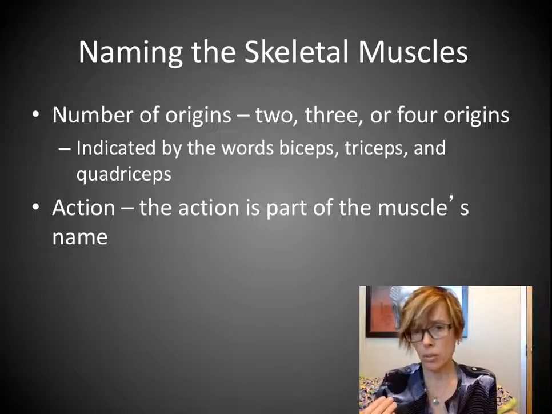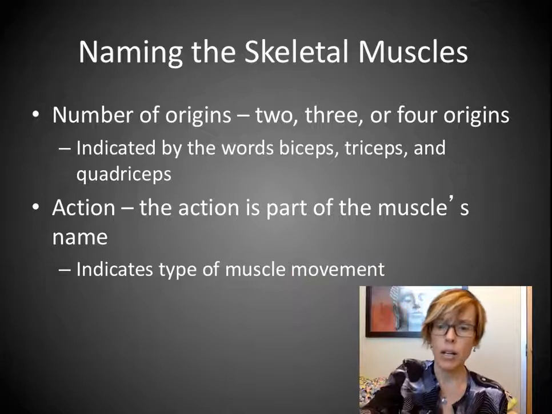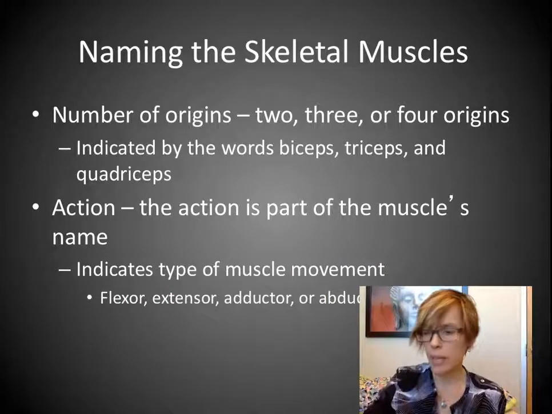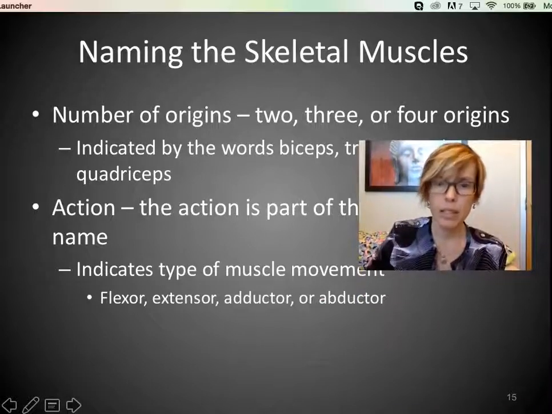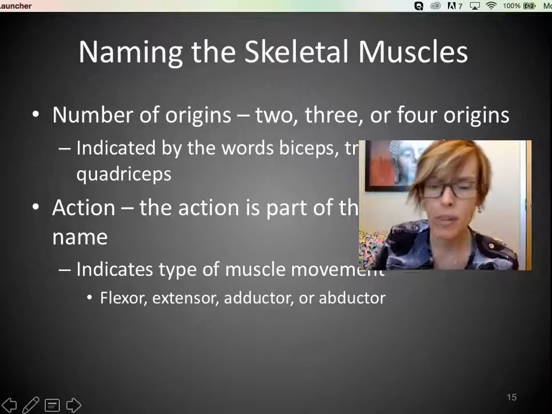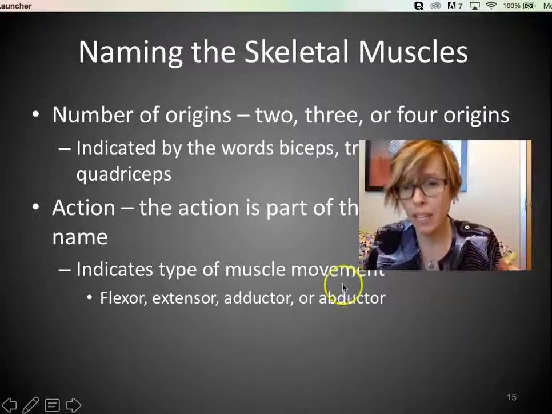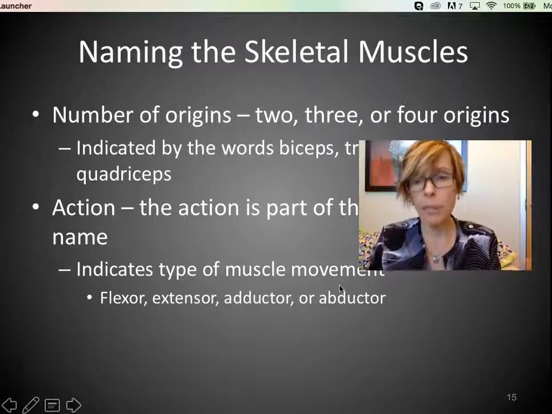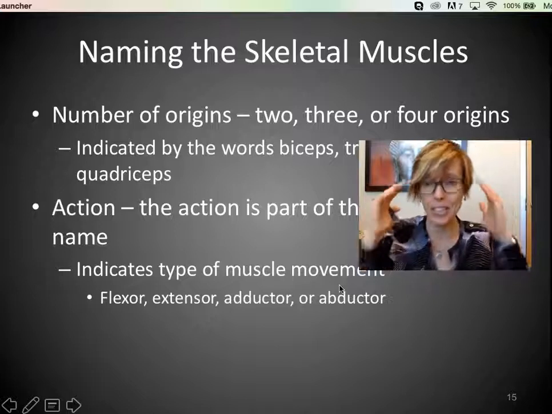Sometimes the action that the muscle is producing will be part of the muscle's name. So, for example, you've seen this: something flexor, something adductor, adductor magnus, extensor carpi digitorum, or something. So what it's actually doing is in its name. So if on an exam they're asking you, what does the adductor magnus do? It adducts. It's an easy question. Just keep that in mind.